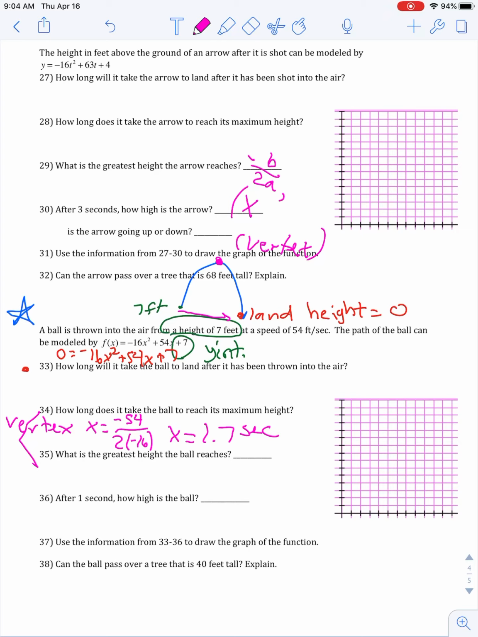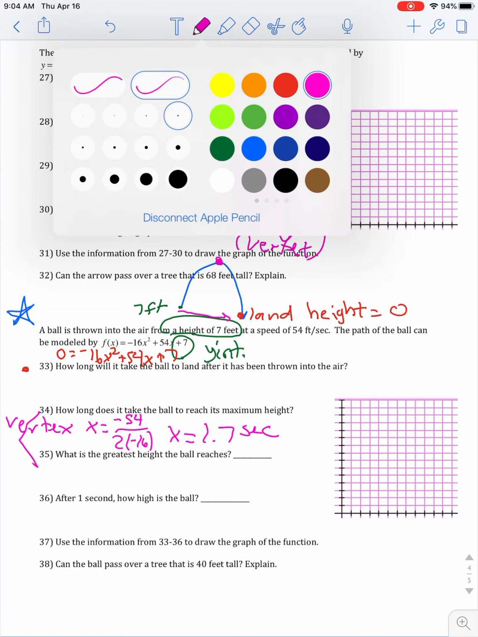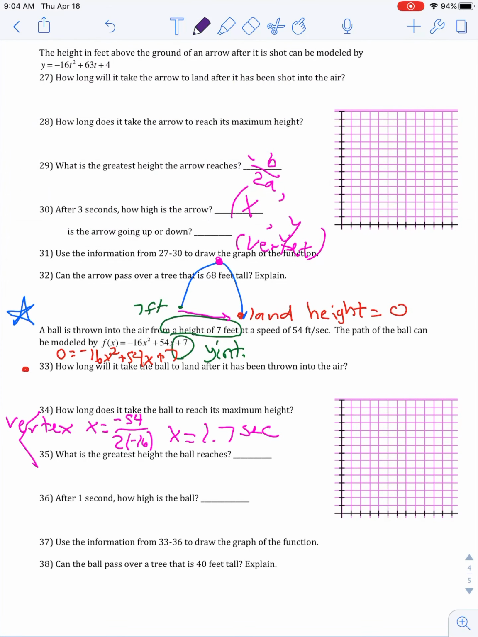Now, what is the greatest maximum height? Well, that's the y value of our vertex. That's the maximum height. How we get that is we plug the x value into the equation. So I am really finding f of 1.7. I'm going to plug in 1.7 seconds for the time and find the height at that. So negative 16 times 1.7 squared plus 54 times 1.7 plus 7.